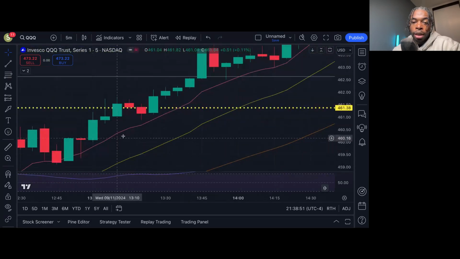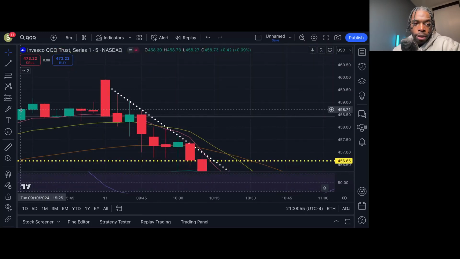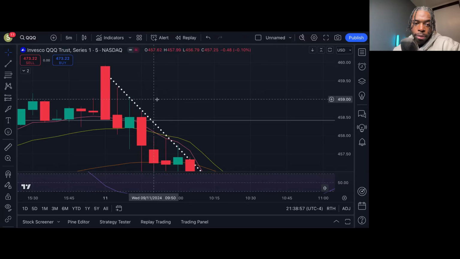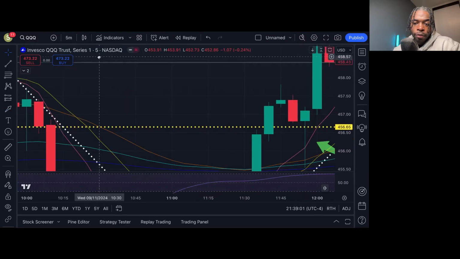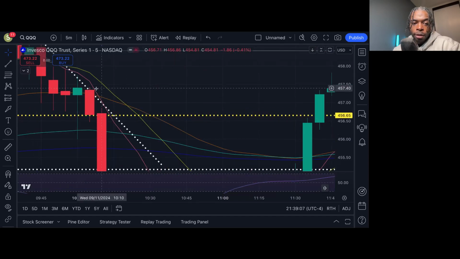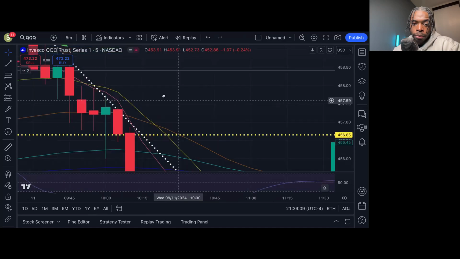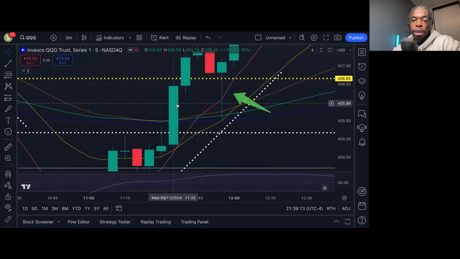And then these top side wicks, let's see if we can have a good example here. These top side wicks show that sellers are stepping in. Sellers stepping in on top side wicks, buyers stepping in on bottom side wicks. So buying pressure, selling pressure, and then big selling pressure with these big red bars, big buying pressure with these big green bars.